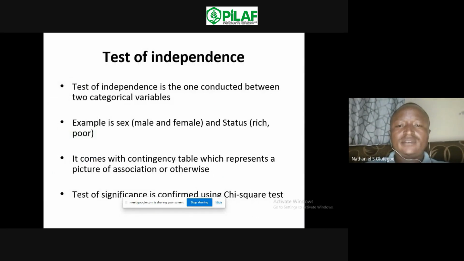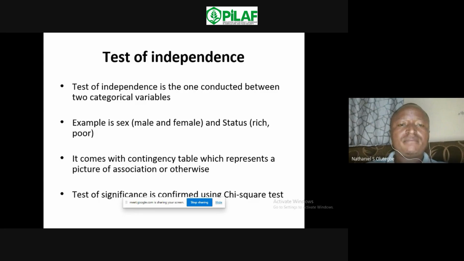Okay, so when we talk about test of independence, we are essentially talking about the kind of test that is conducted between two categorical variables. The kind of test that is conducted to test for relationship between, or to test for independence of, two categorical variables. I mean, you agree with me that we have different types of variables, which we have actually talked about extensively, building up to a time like this that we are talking about this topic here.